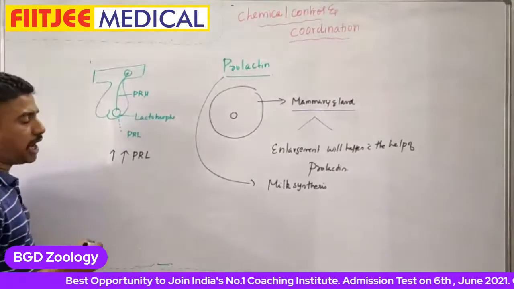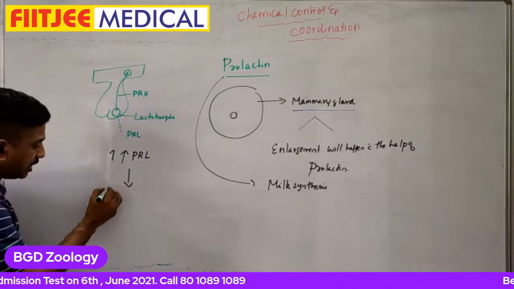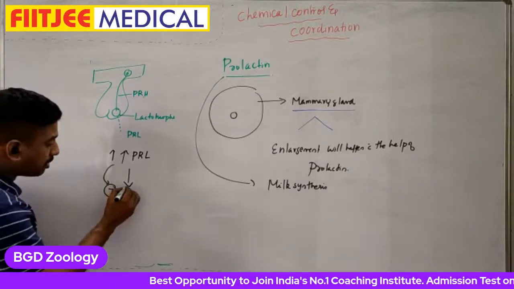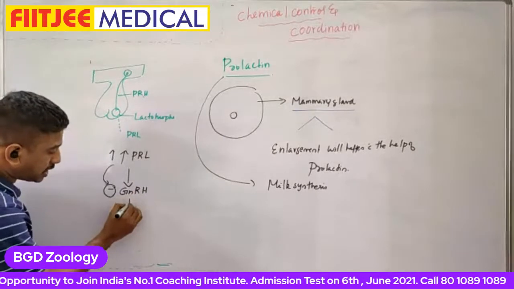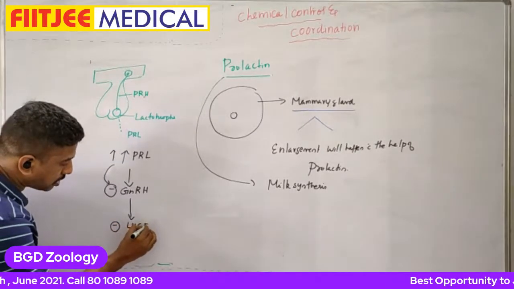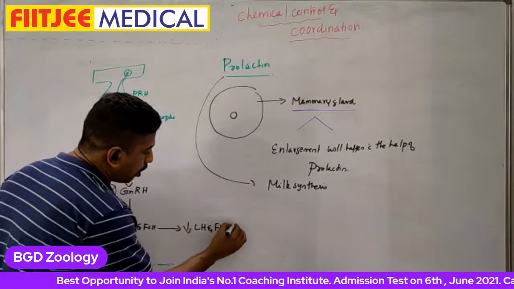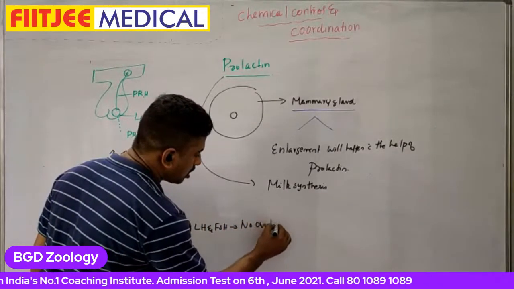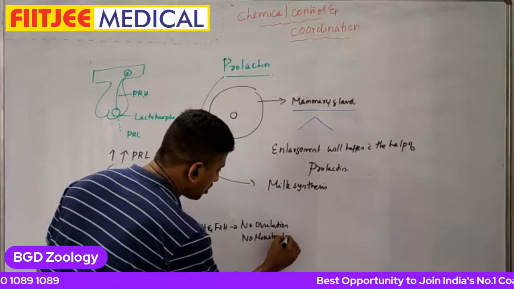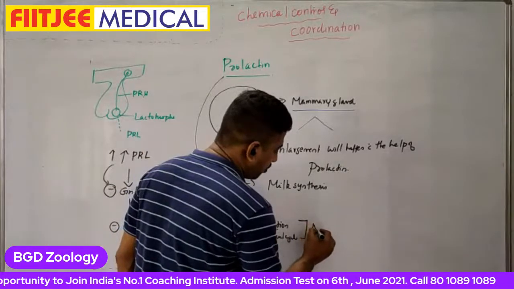So what is the one advantage if the prolactin level is increased in the mother's body? Prolactin increase will cause a negative feedback mechanism on what? Gonadotropin releasing hormone, that is GnRH. If the GnRH decreases, that will decrease what? It will decrease the LH and the FSH. If the LH and the FSH decrease, no ovulation and no menstrual cycle. Right? No ovulation, no menstrual cycle means no pregnancy.